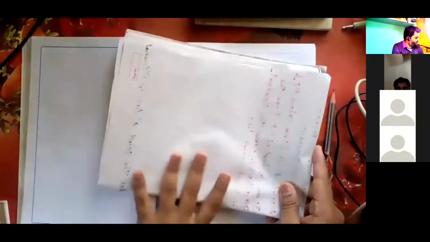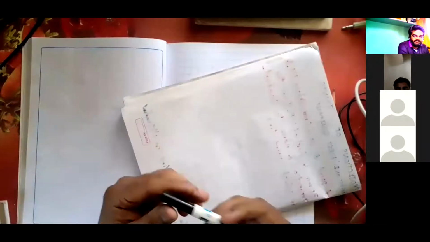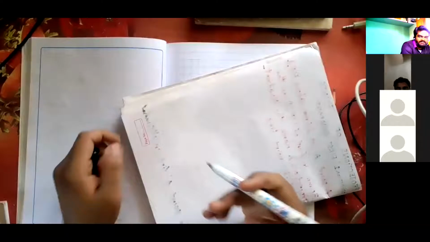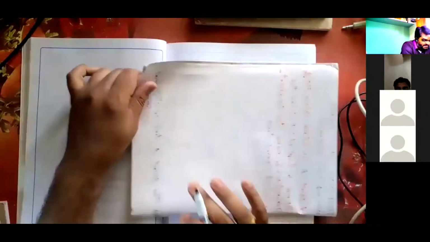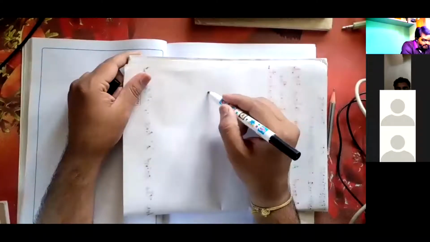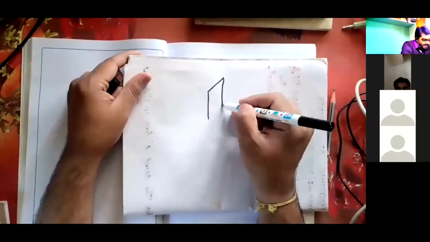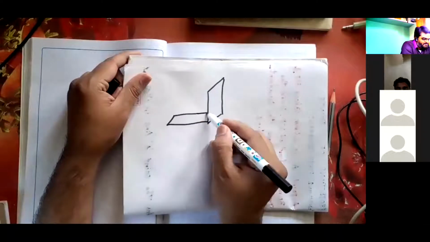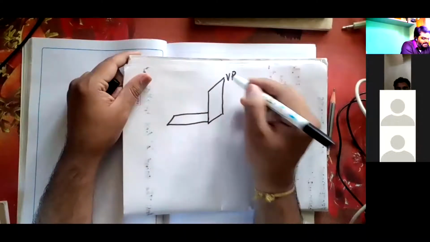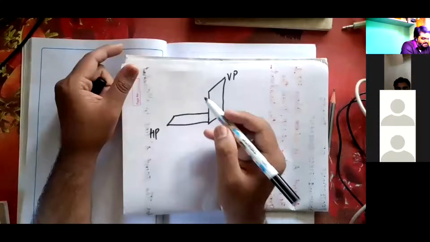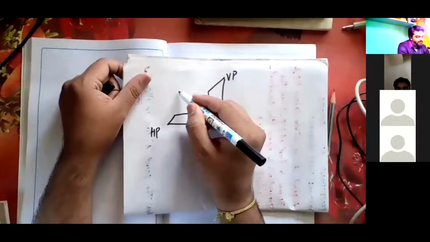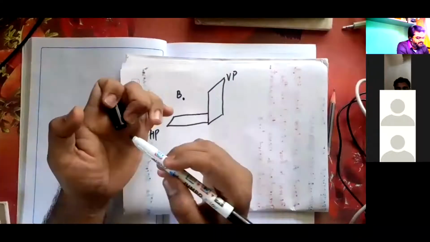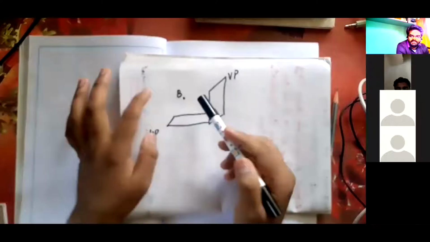We will represent it three-dimensionally. Let us imagine a second quadrant. In the second quadrant, I'll imagine a point like this. This is the vertical plane, this is the horizontal plane, and I'll consider a point here called capital B. The point B is behind VP and above HP. Then obviously it is in the second quadrant.